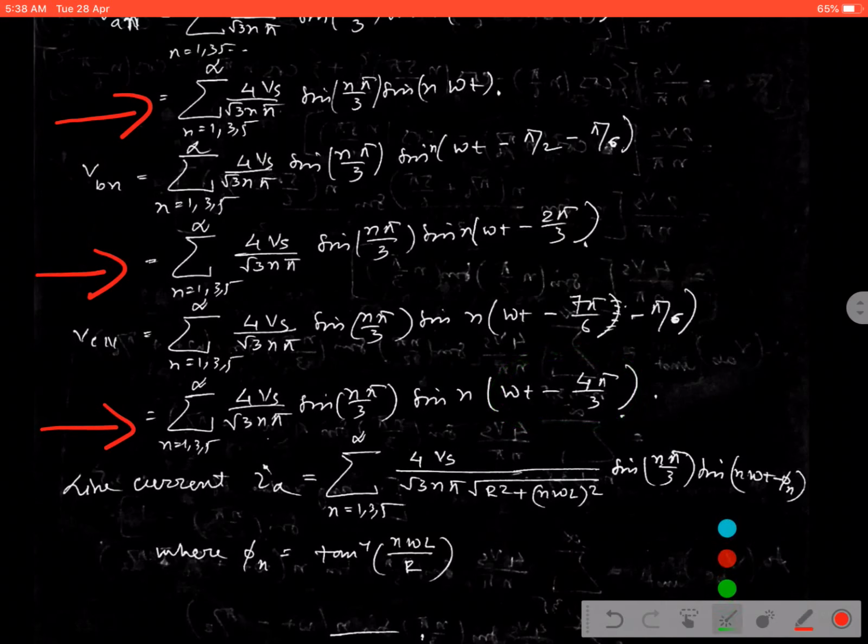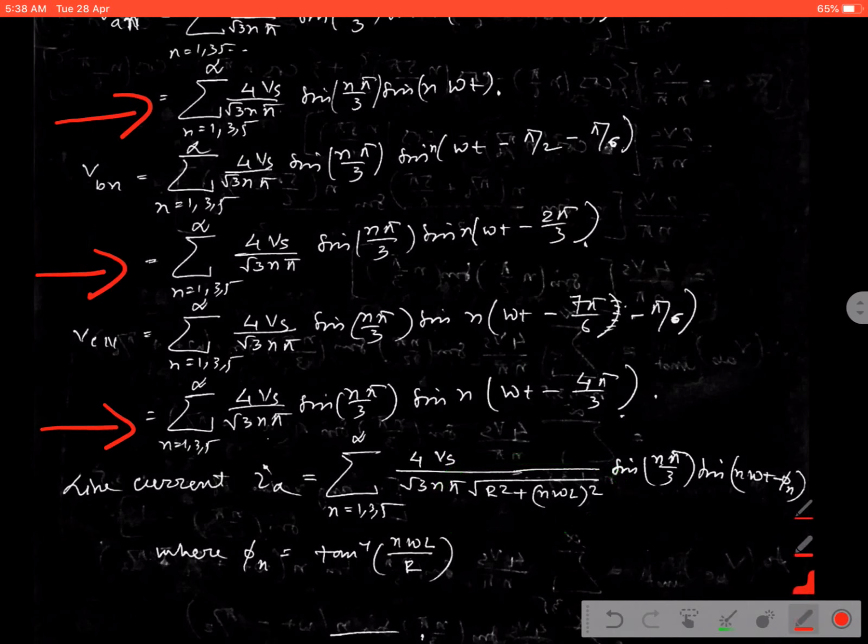Okay. Now calculate the line current. Line current, IA, should be equal to voltage by impedance. If we are adding an RL load, the impedance is Z equal to root over of R squared plus (ωL) squared. Here, as we are defining the periodic function by the nth harmonic, it should be Z equal to root over of R squared plus (nωL) whole squared.